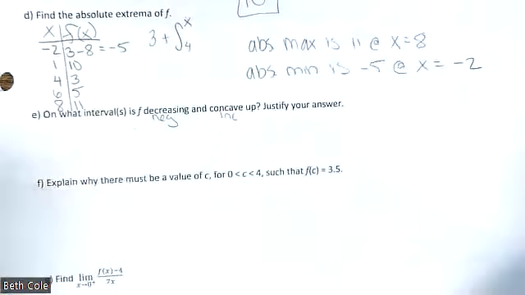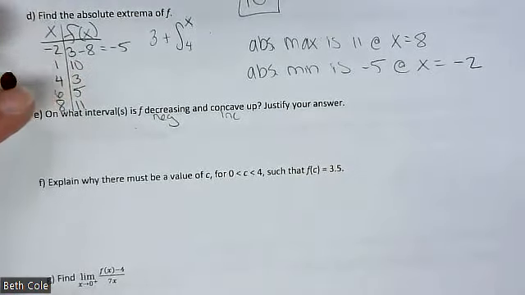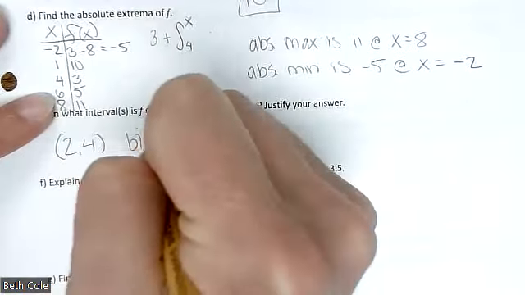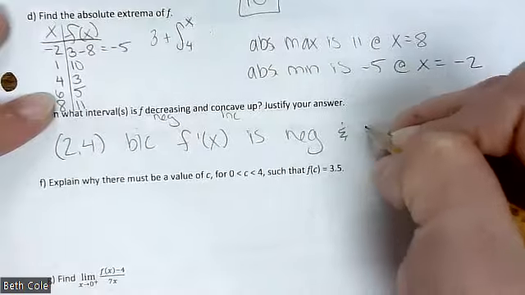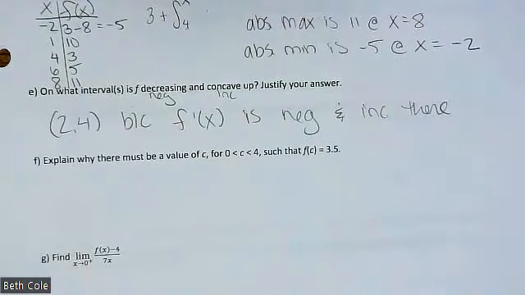Oh my gosh, you guys are awesome. All right, so where is that happening? I think 2 to 4 is it. All right, so 2 to 4, because f prime is negative and increasing there. I didn't have to pull any teeth on that one. I'm super happy.